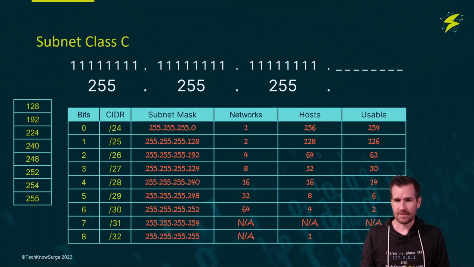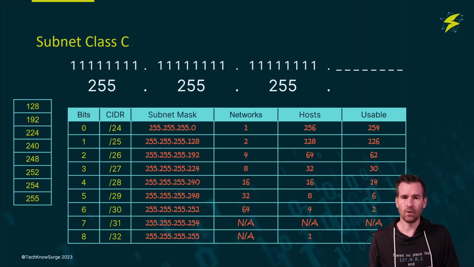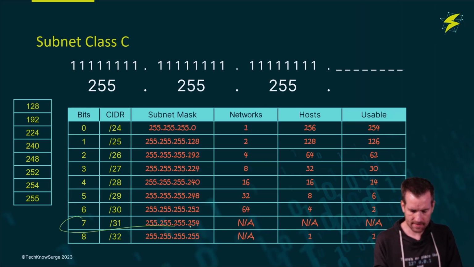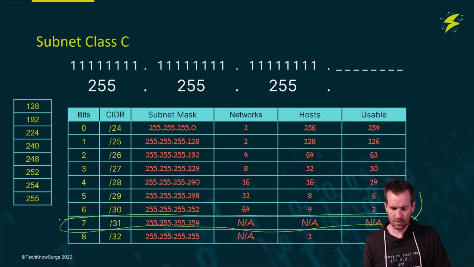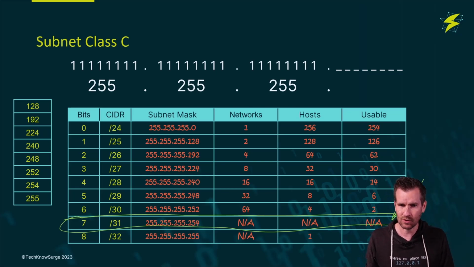Here are the addresses, but before you hit pause and check to see how well you did, I do want to point out, I did put not applicable for this borrowing 7 bits on a Class C. It doesn't really make sense. And the reason why it doesn't make sense is because you wouldn't have any usable hosts available to you.